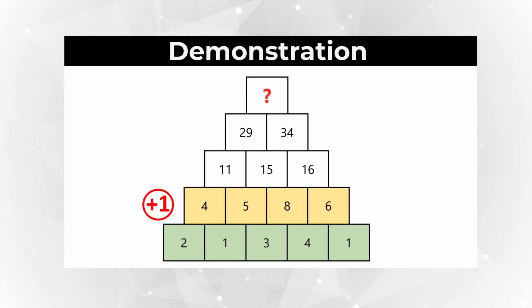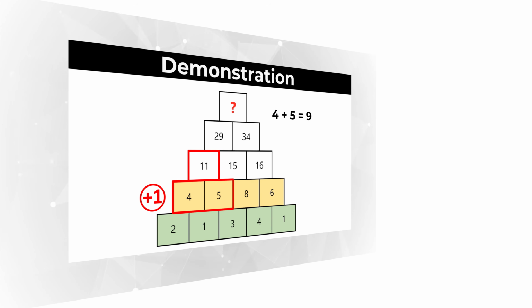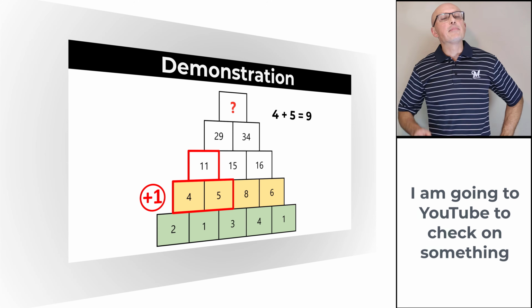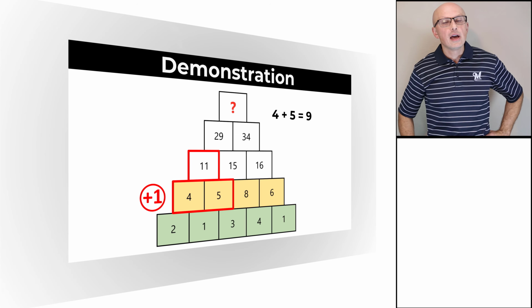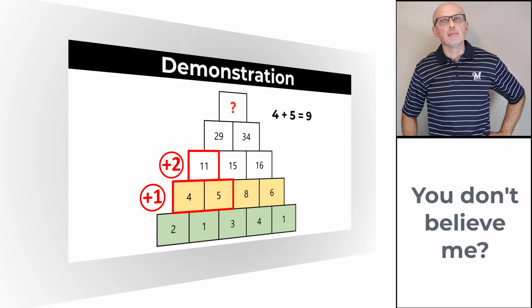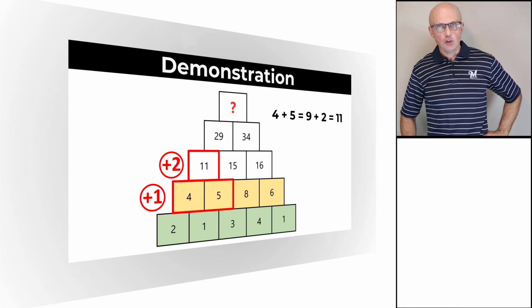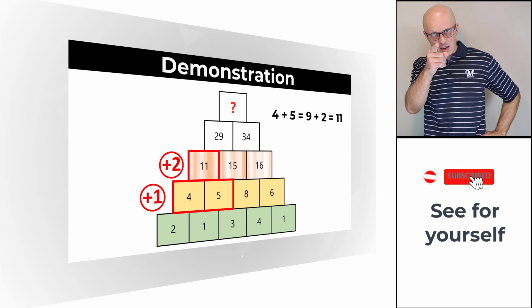Next set of numbers is 4 and 5. 4 plus 5 is 9. And then we need to add the value of the increment, which also increased by 1. So now instead of being plus 1, the increment is plus 2. 4 plus 5 plus 2 equals 11.